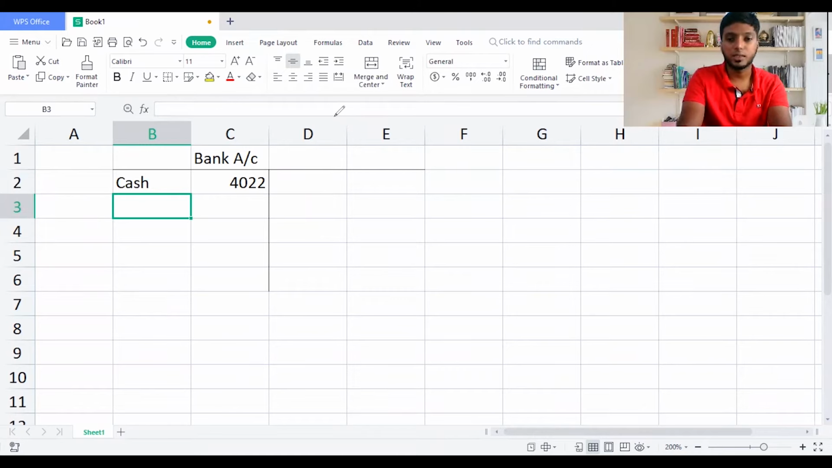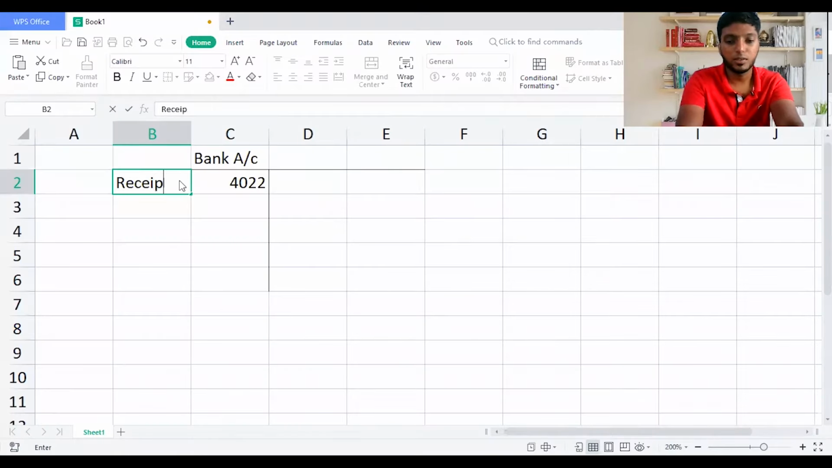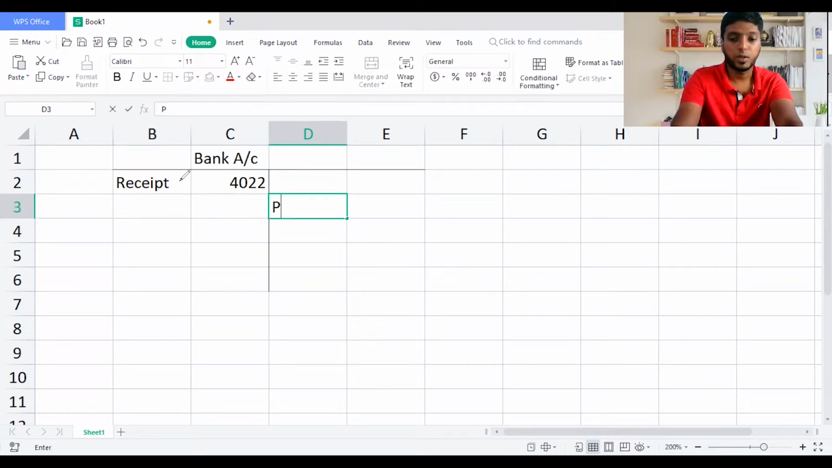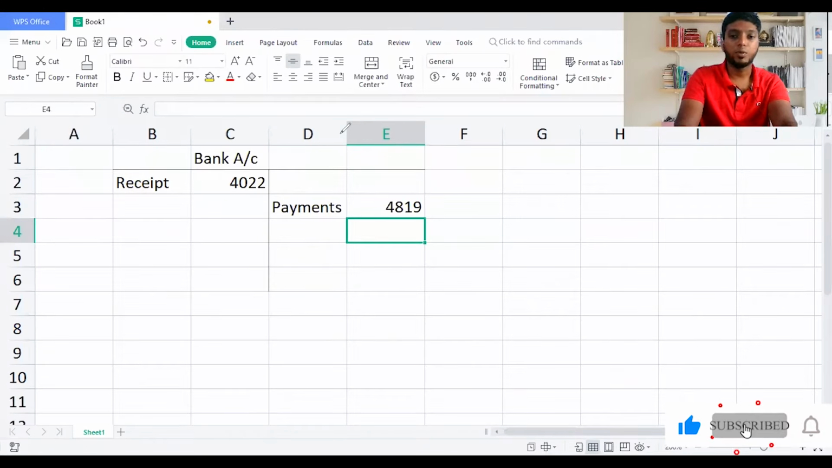Now the next thing is payments 4819. They have made a lot of payments. Either you can write receipt or cash, it doesn't matter. And then I'm going to write payments. It's on the credit side of the bank account. Why did I leave one space when I'm doing the sum on the credit side? I'll record 4890. Easy as that. Then we move on to the next part of the sum.